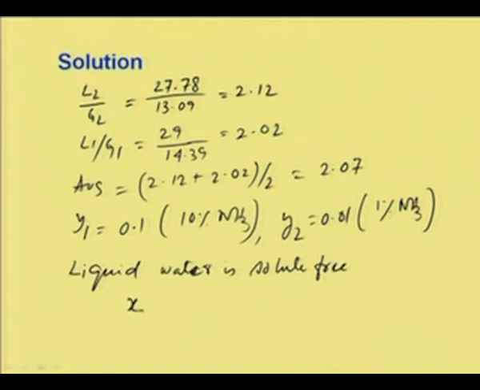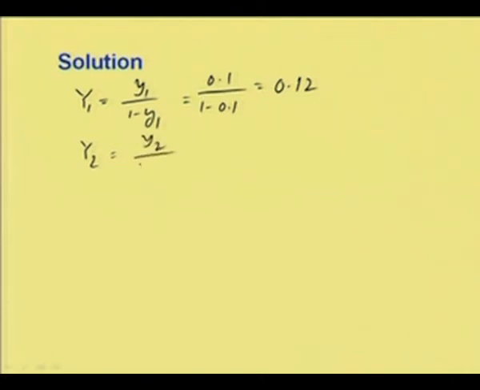Therefore, x2 would be 0. Now if we convert this to mole ratio, we will have capital Y1 would be small y1 by 1 minus y1, which is equal to 0.1 divided by 1 minus 0.1, which is 0.12, and Y2 would be y2 divided by 1 minus y2, which would be 0.01 divided by 1 minus 0.01, which would be 0.0101, and capital X2 would be 0, since x2 is 0.